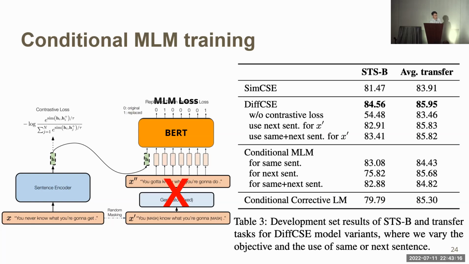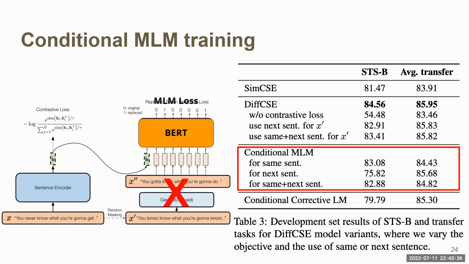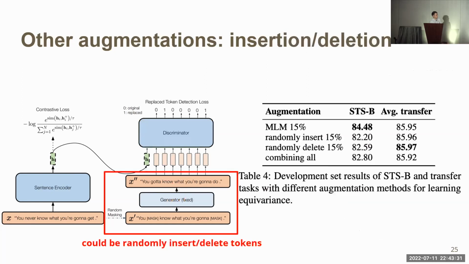Another possible direction is to remove the generator and discriminator and only use a BERT model to perform conditional MLM training. But the result is still not better than using generator and discriminator. And in our experiment, we use MLM replacement to produce the augmentations. But we can also try other augmentation methods like insertion or deletion. But their result is not better than using MLM replacement.